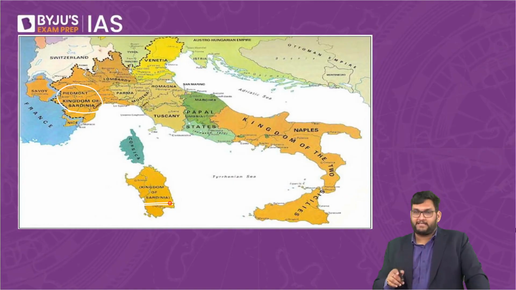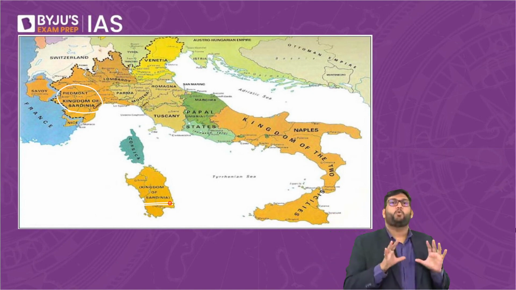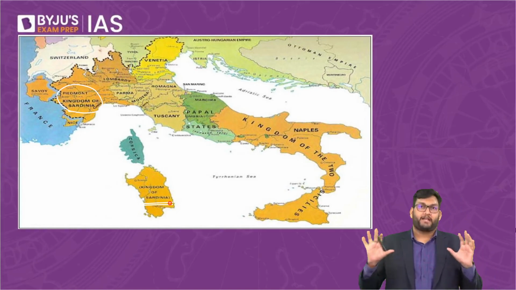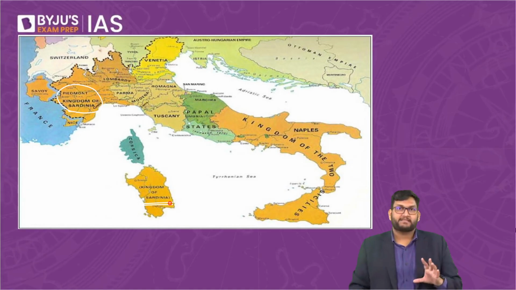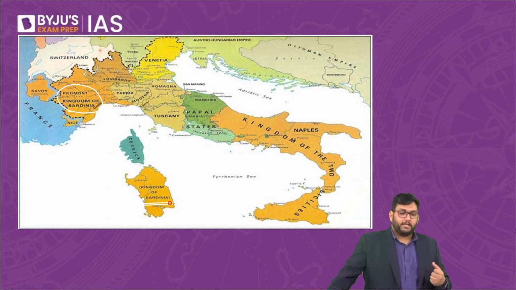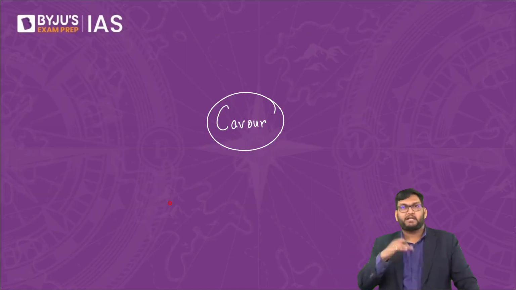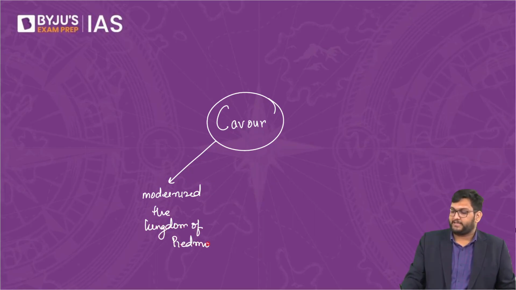So Piedmont and Sardinia, very simply, or this Kingdom of Piedmont and Sardinia is the only area which an Italian ruler actually rules over. And Cavour actually rises from here. Cavour became the prime minister of the Kingdom of Piedmont and Sardinia, wherein he was able to modernize his state. So similar to what Bismarck did, Cavour modernized the Kingdom of Piedmont and Sardinia.